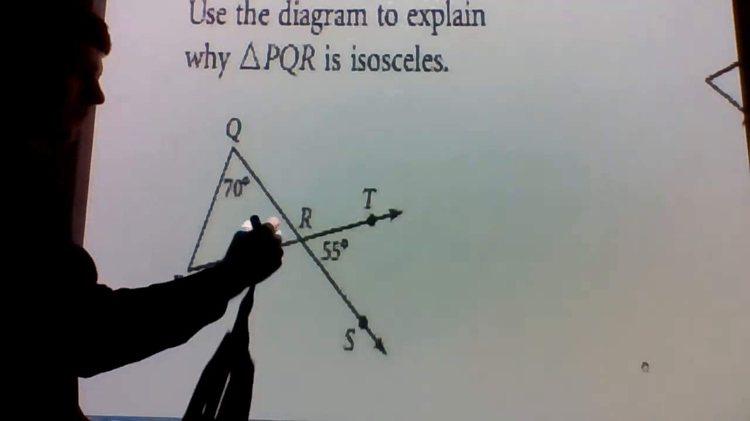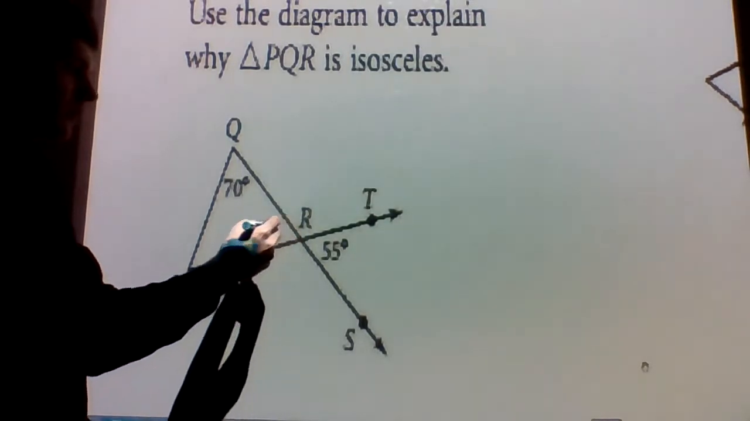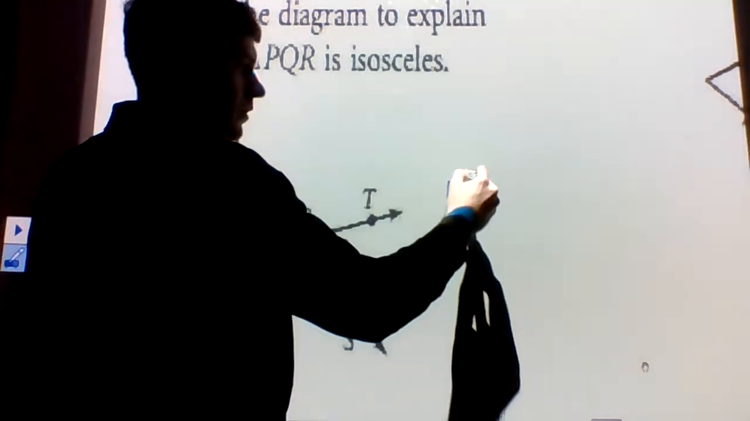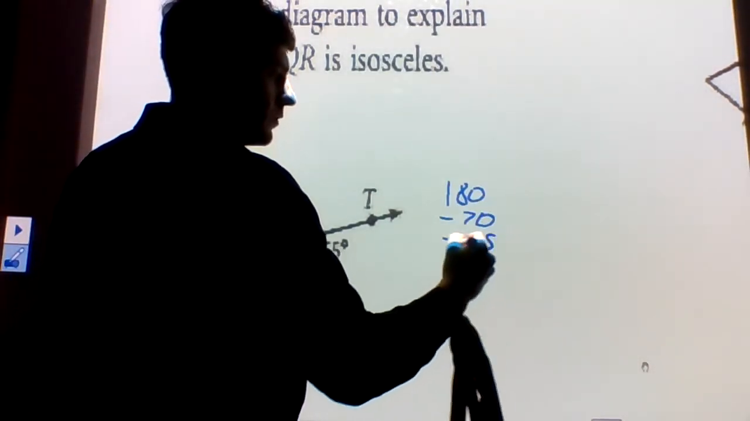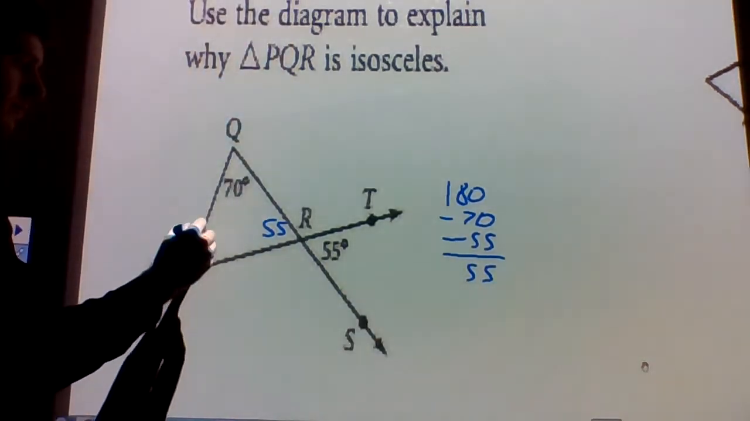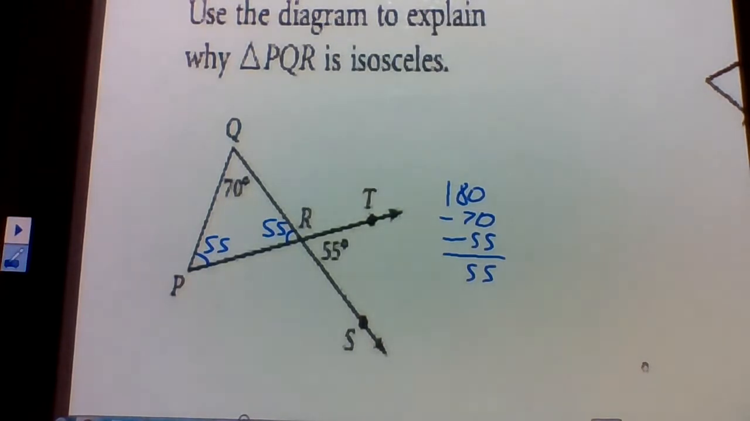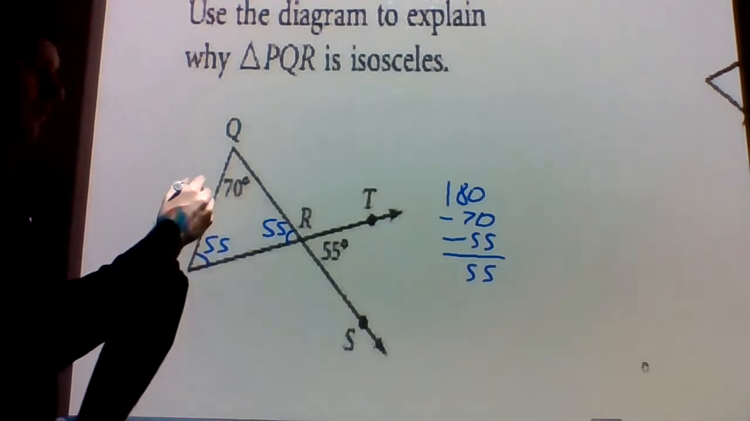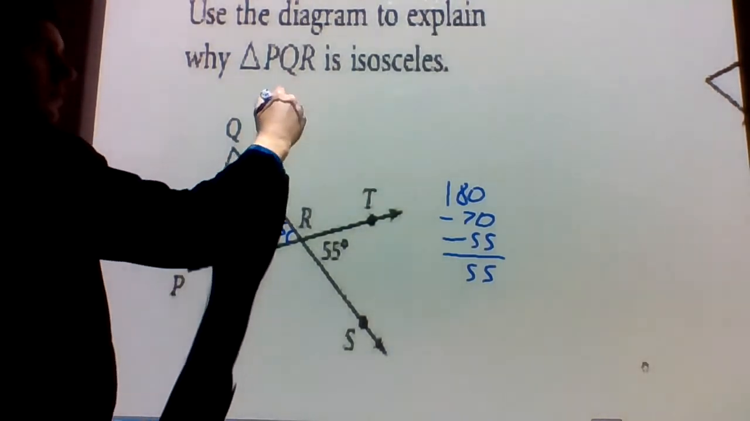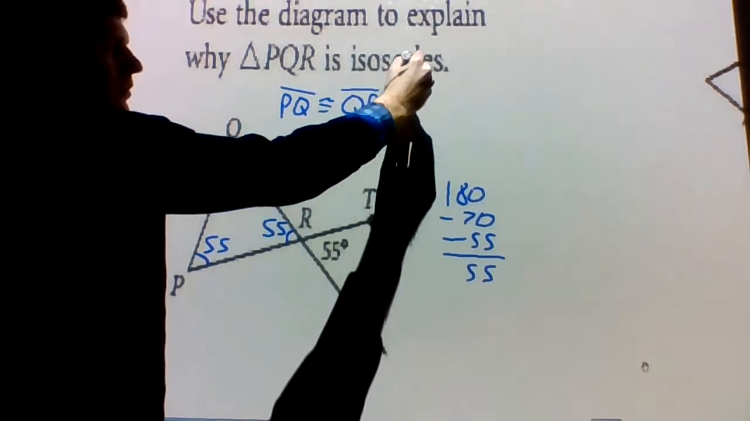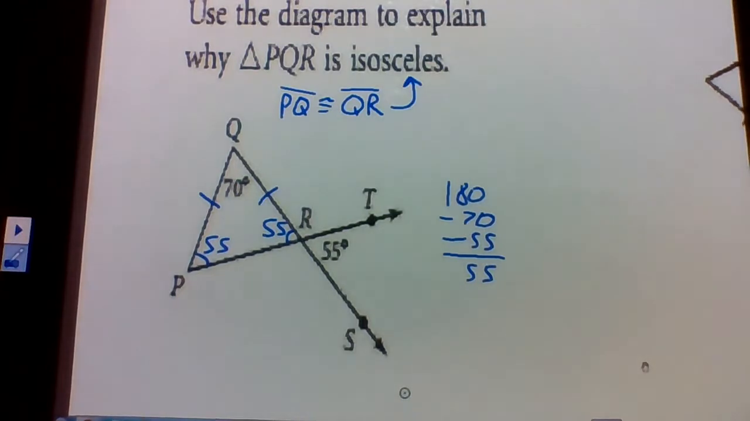We have 55. These are vertical. We know vertical angles are congruent. Then we can do 180 minus 70 minus 55, and that's going to give us 55. So now we have two angles that are congruent. The converse to the isosceles triangle theorem told us if we have two pair of angles that are congruent, the opposite two sides are congruent. So we know PQ is going to be congruent to QR. Therefore, we have an isosceles triangle. We have two pair of sides that are congruent.